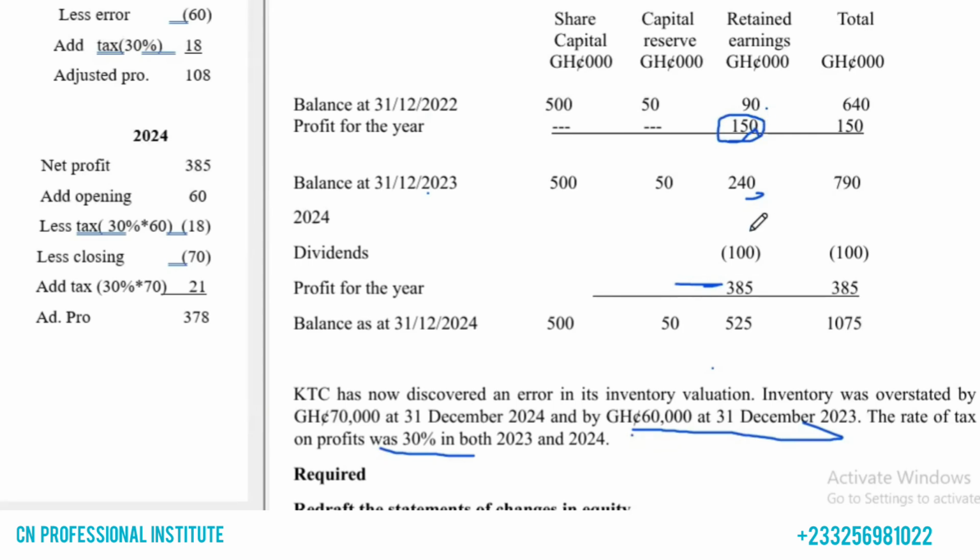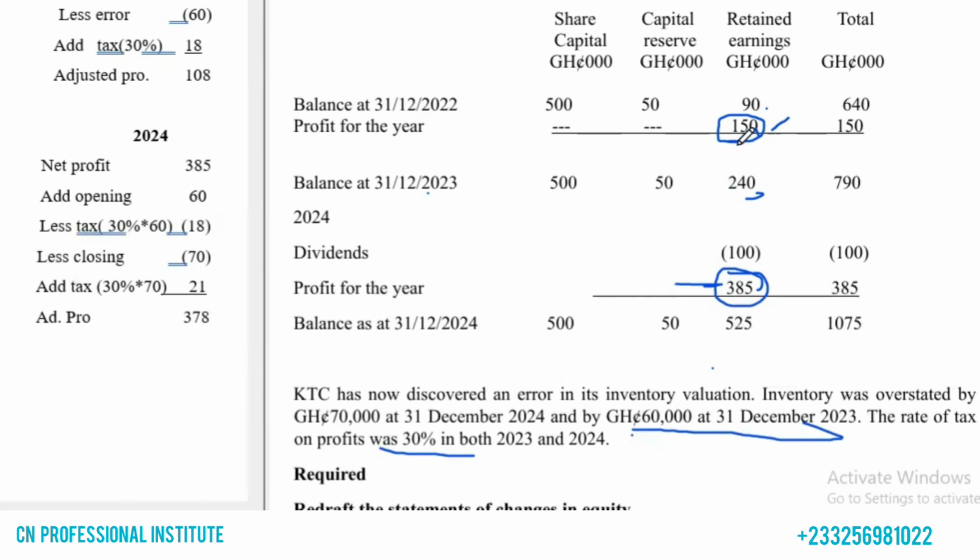That's all. Then when you come to 2024, dividend not affected. When you come to profit here, this 385, replace it with the figure we got. We got 378 as the adjusted profit for 2024. So use 378 there. That's all. So just copy the same thing, copy this whole thing here, but make changes to only the two. That's all, right? And then you get your closing retained earnings.